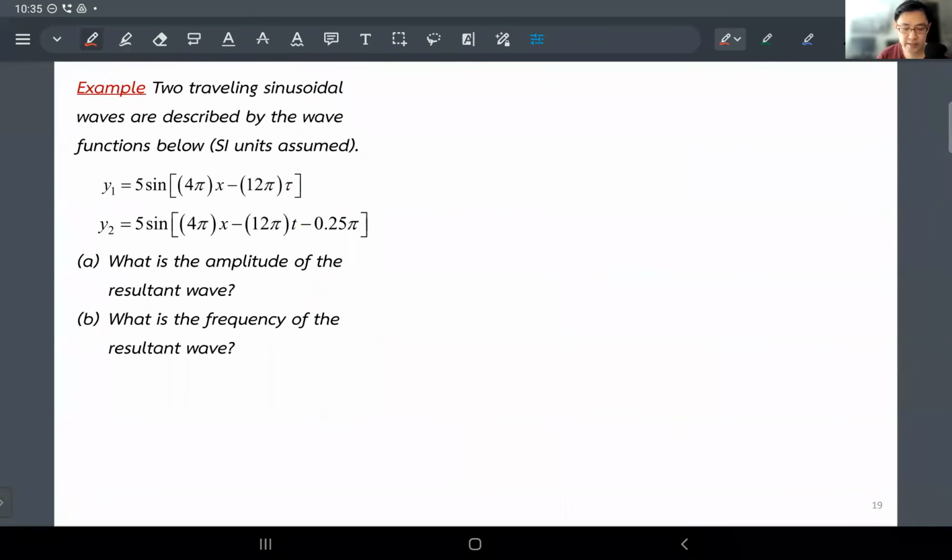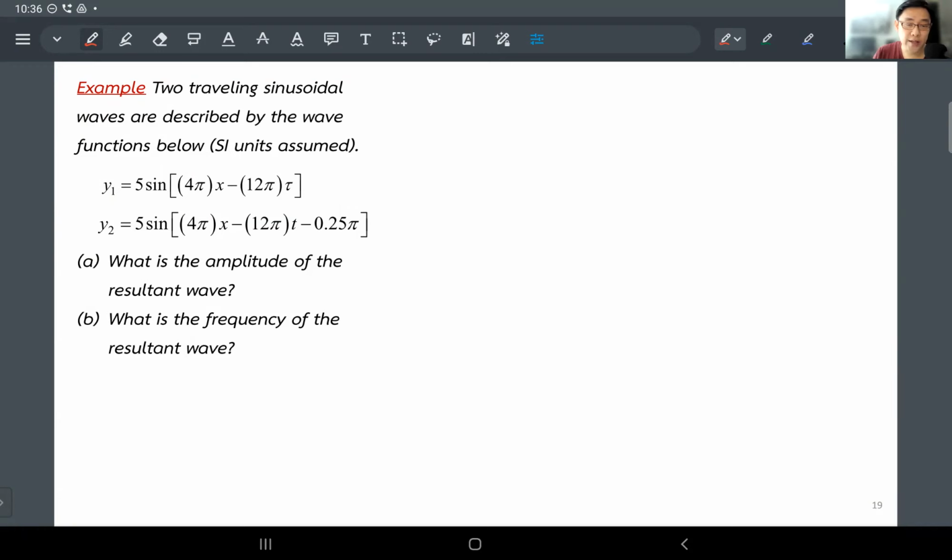Okay. So let's take a look at the first example. You have 2 traveling sinusoidal waves. And I hope by this time you guys understand that waves have to be 2-variable functions. Waves never stop. It's going to be something moving all the time. So it has to be baked into your head when we talk about waves. Okay, waves are described by the wave functions below.